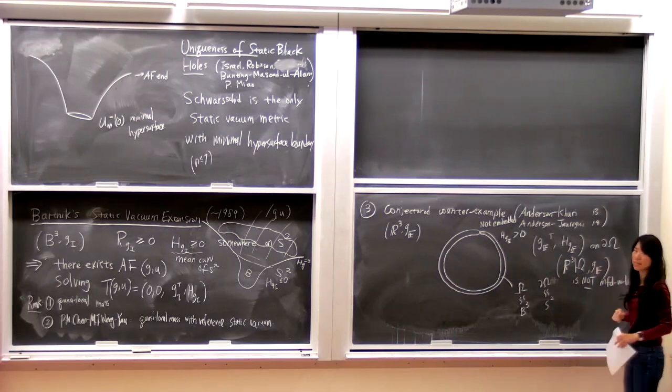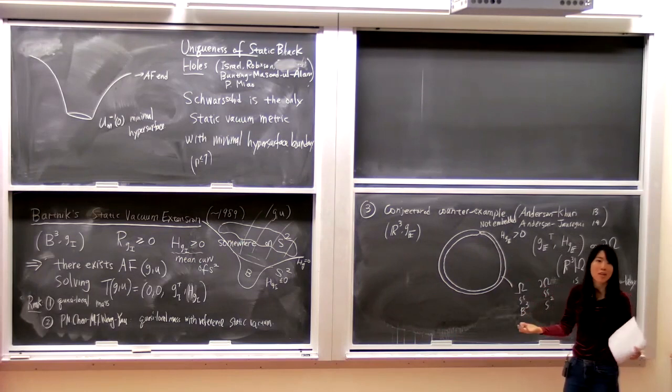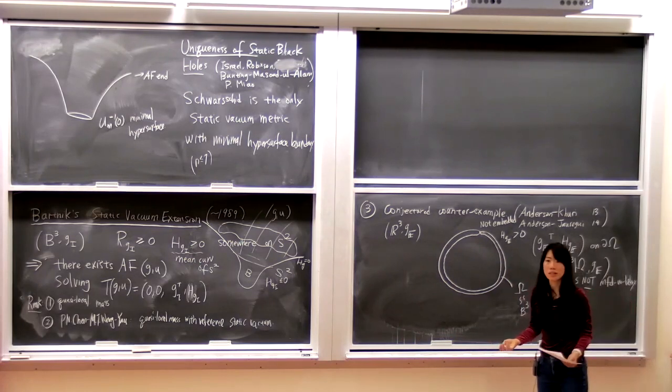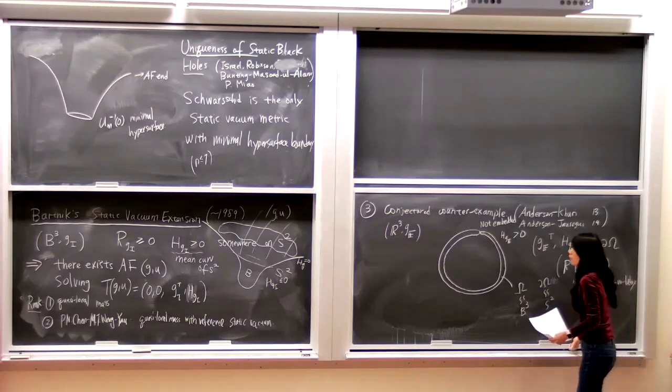Right, so this is not a valid solution to your boundary value problem. Now the question is, do you have other possible extensions, not the Euclidean metric? It's not known.